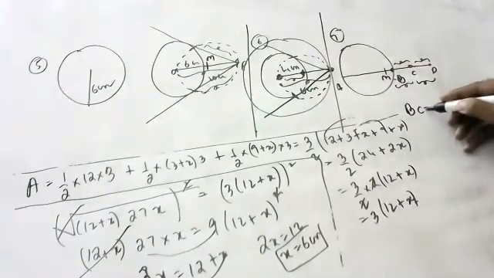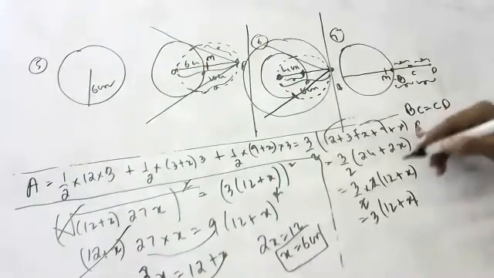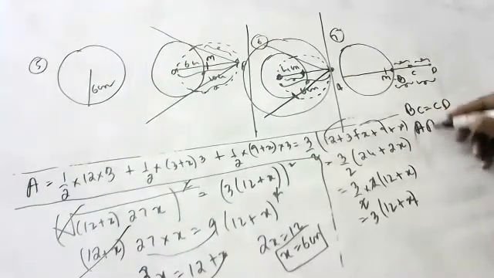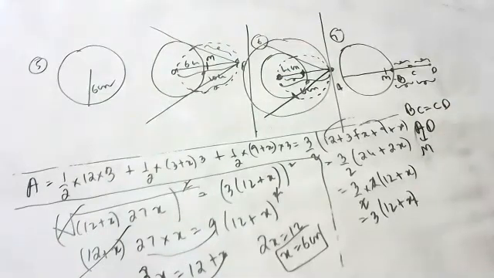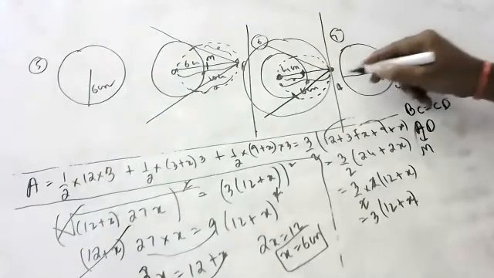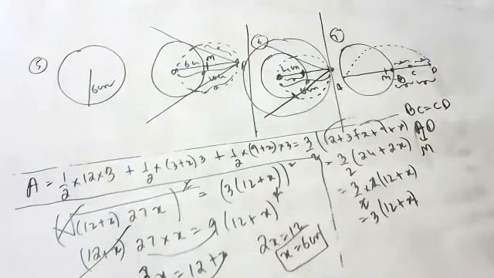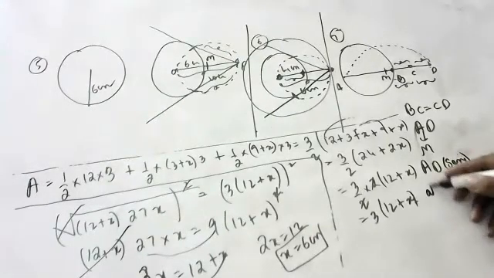First, BC is equal to CD, you should draw. And for AD, children, everyone should listen. For AD, locate the midpoint. From this midpoint, taking this as the radius, draw a semicircle. Draw a semicircle AD.